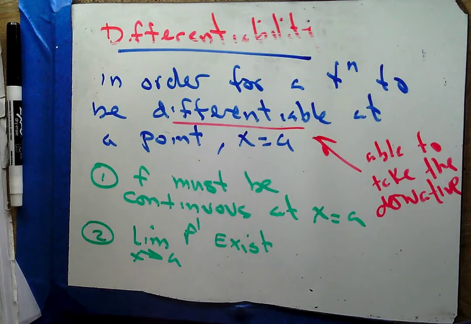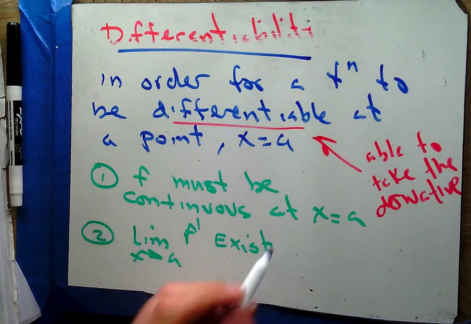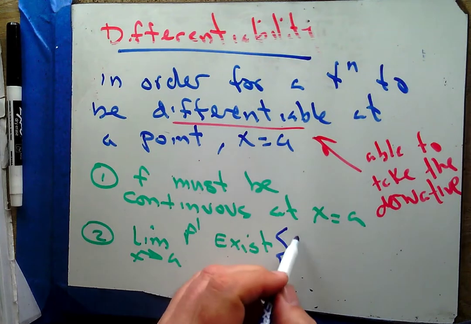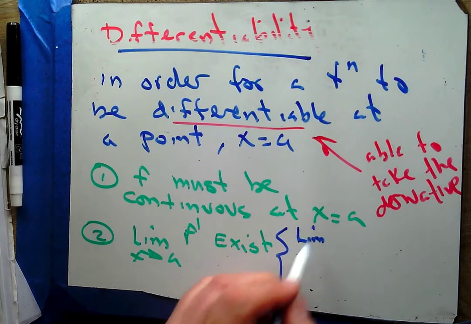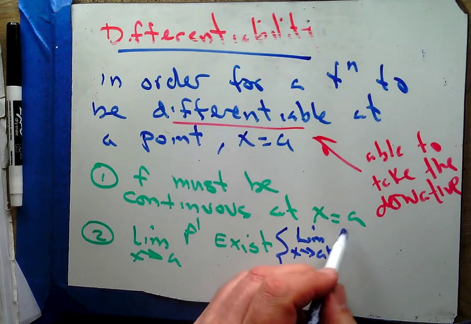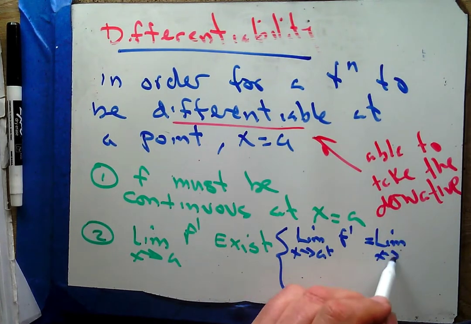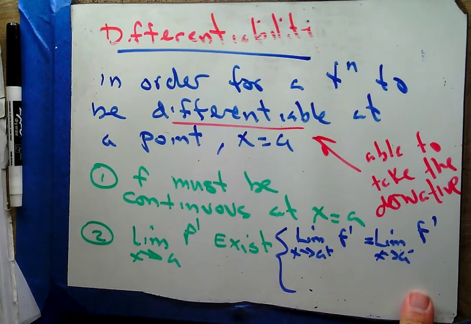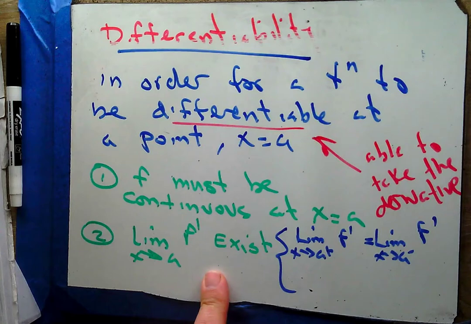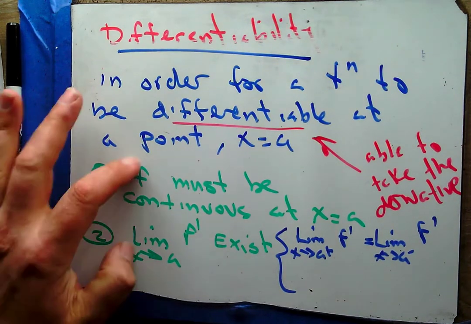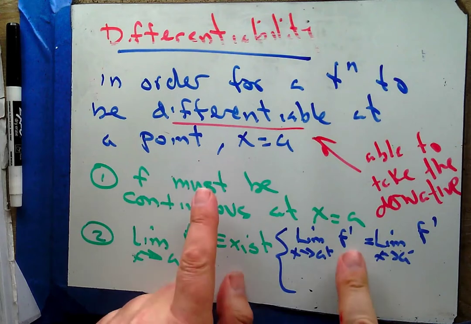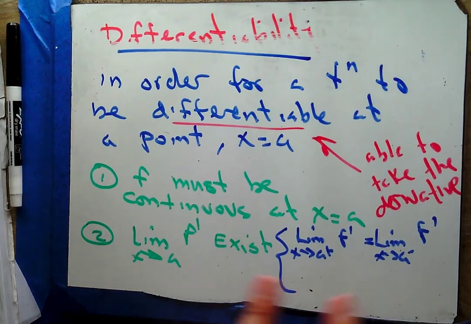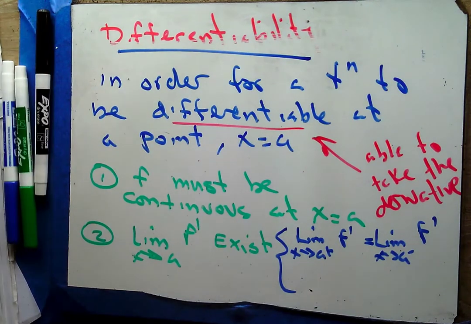Now, what's required for that limit to exist? Well, what this implies is the limit as x approaches a from the positive side of f prime equals the limit as x approaches a from the negative side of f prime. If the limit of the slopes is the same from both sides of that point, then the limit of the slopes exists at that point. So we need these two pieces of information, but generally we look at these two, because this will tell me this.